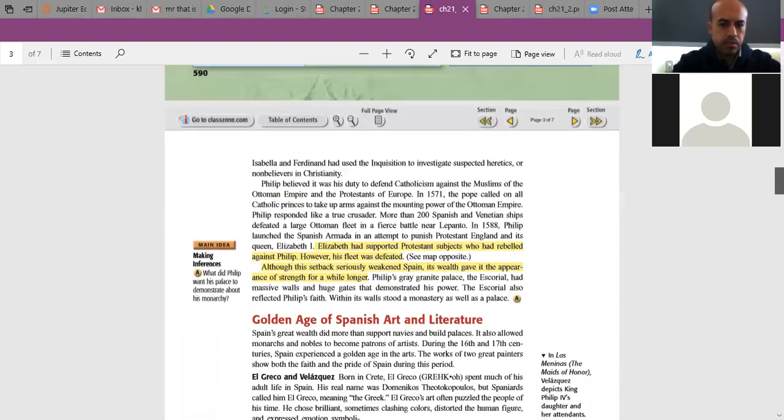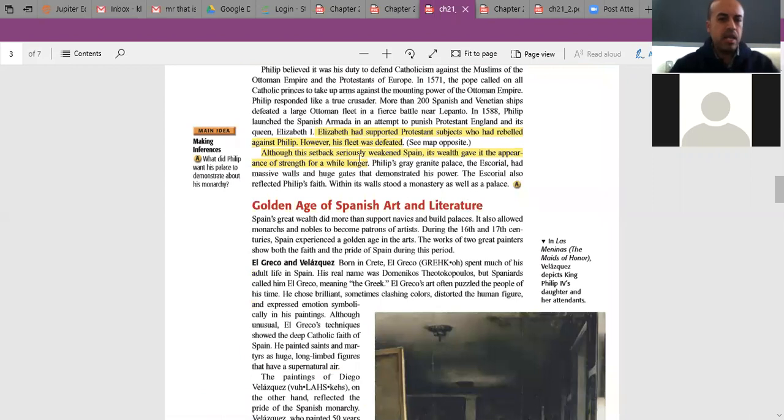So now, this is the answer. Elizabeth had supported Protestant subjects who had rebelled against Philip. However, his fleet was defeated. Although this setback seriously weakened Spain, its walls gave the appearance of strength for a while longer.